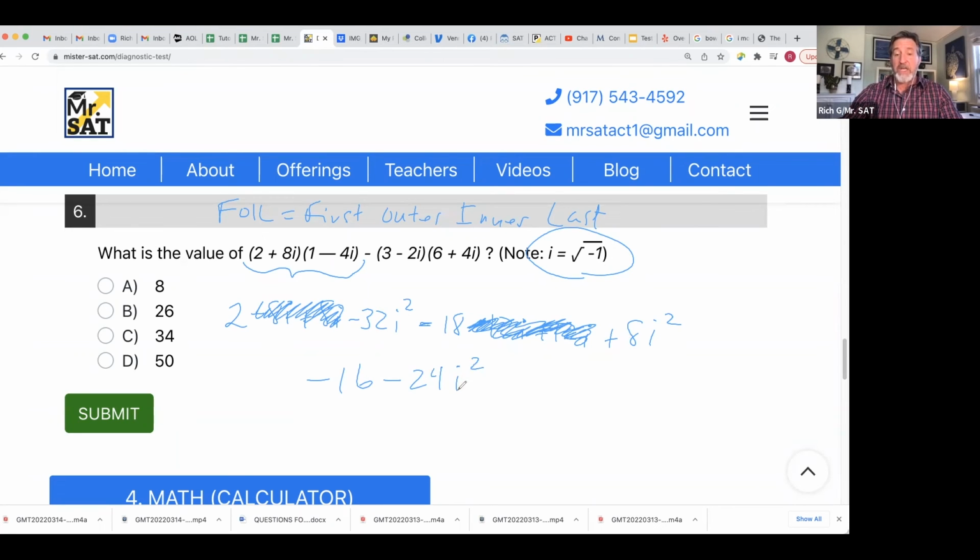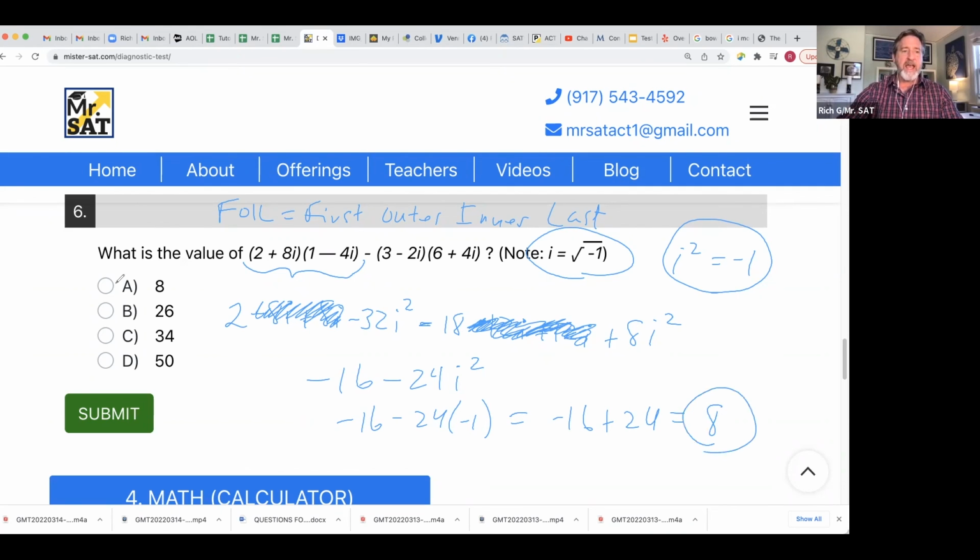Now all I'm going to do is every time I see an i squared, I'm going to replace it with a -1, because remember, i squared equals -1. So I have -16 minus 24 times -1. And I write this out because I am not going to miss a negative. I'm not going to go through all of this just to miss a negative at the very end. What does that equal? -16 plus 24, and that equals 8. And I have an 8. And guess what? That is the answer.